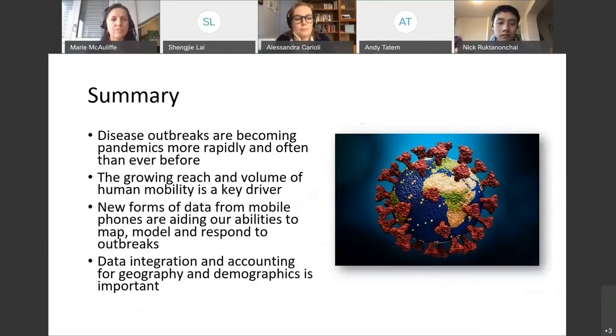So I think we'll finish off here, but to summarize, hopefully you've seen now that these disease outbreaks are becoming more rapid in their spread than ever before. And one of the key drivers is this change in mobility that we've seen over the last century, a huge growth in reach and volumes. These new forms of data are aiding our abilities to map, model and respond to the outbreaks.